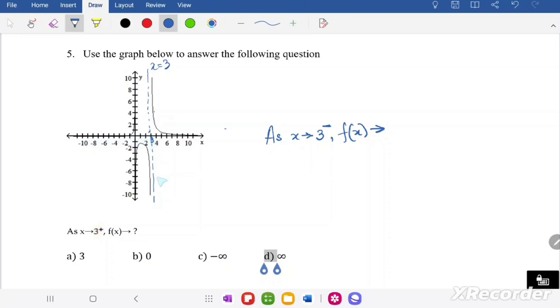All right, and where is it headed towards? Negative infinity. It's headed toward negative infinity. This one up here was positive infinity. So then the answer would have been negative infinity. But for the question they asked, the choice should be D. All right, D should be our choice.